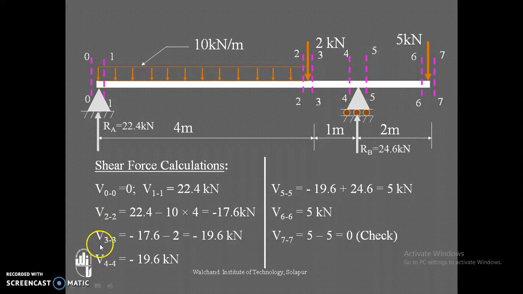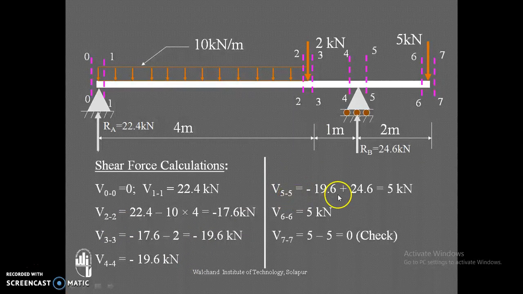Now just right of the 2 kilonewton concentrated load, the shear force at section 3-3. The shear force is already calculated, so we can take it directly, or you can write the equation also. Minus 17.6; on the left of the section the 2 kilonewton force is downward, that's why it is negative. So the total shear force at section 3 is 19.6 kilonewton. Shear force at 4-4 is 19.6 kilonewton as it is, because no load is acting from section 3 to section 4-4, so it is constant.